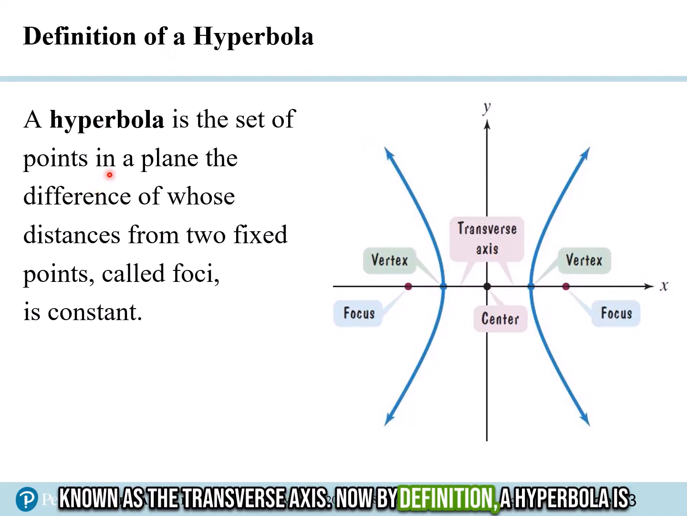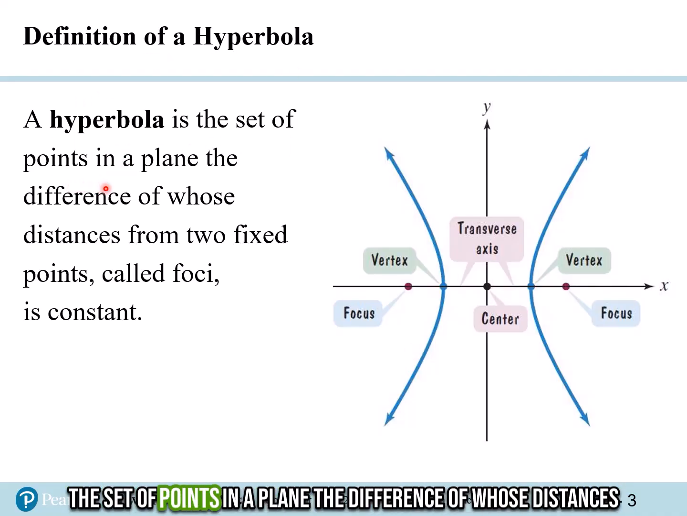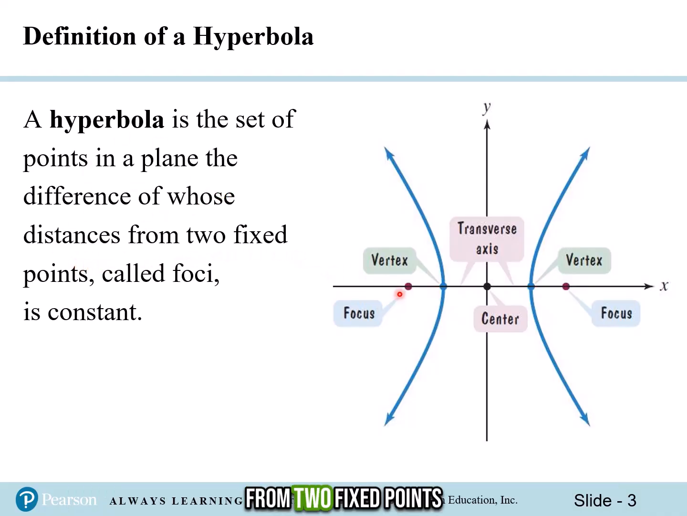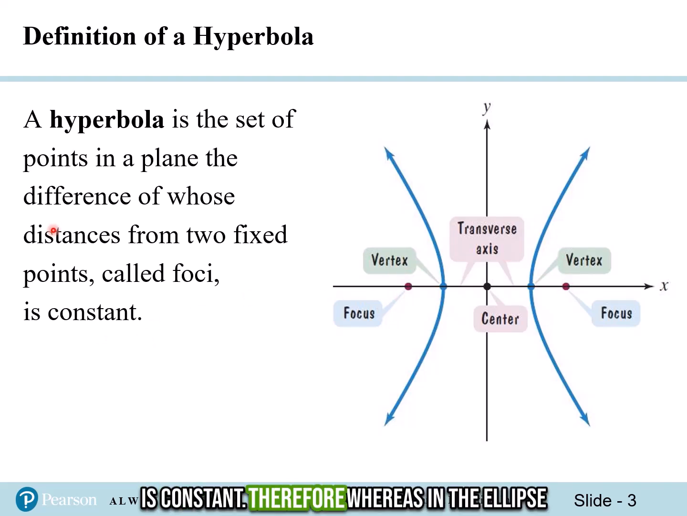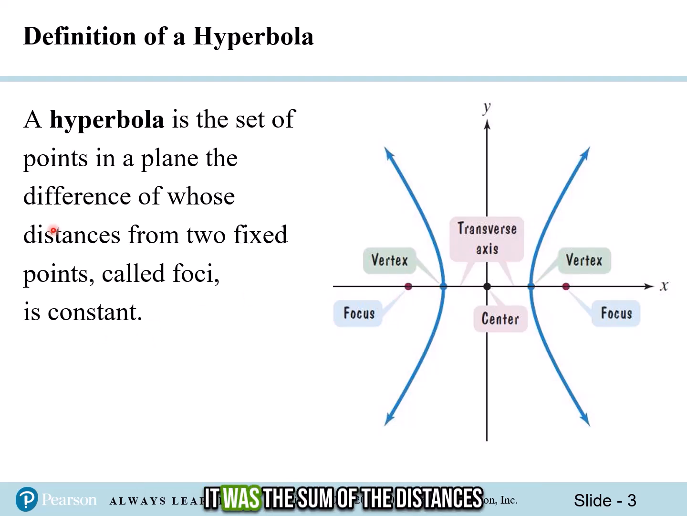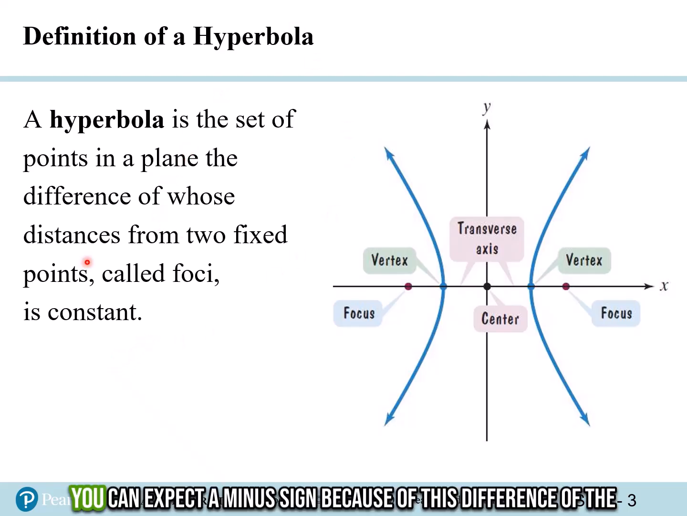Now, by definition, a hyperbola is the set of points in a plane, the difference of whose distances from two fixed points called the foci is constant. Therefore, whereas in the ellipse it was the sum of the distances from the two foci that was constant, here it's the difference of the distances from the foci that is constant. Therefore, in the equation of the hyperbola, you can expect a minus sign because of this difference of the distances.